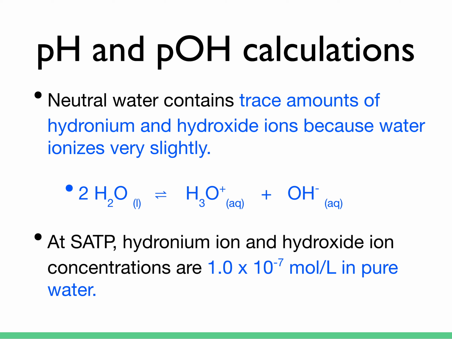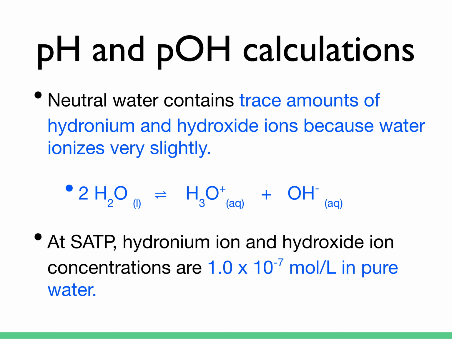Hydronium ion is what makes things acidic. Hydroxide ion is what makes things basic. Now, at standard ambient temperature and pressure, these concentrations are very, very low. They are at 1 times 10 to the power of -7 moles per liter in absolutely pure water.